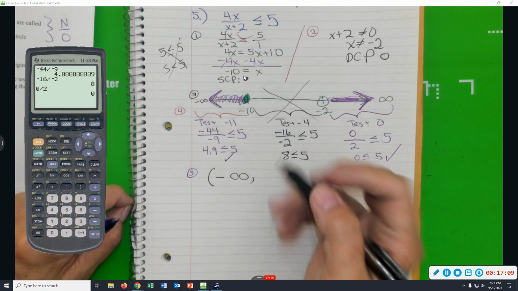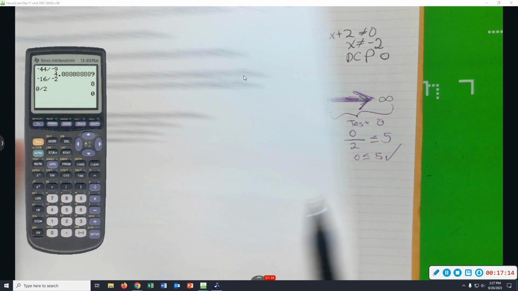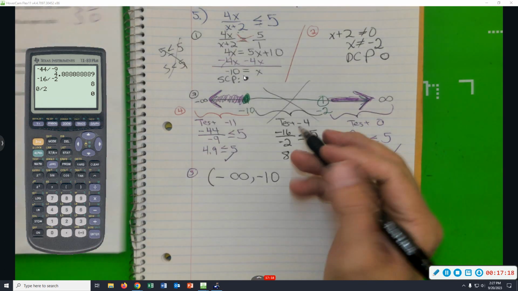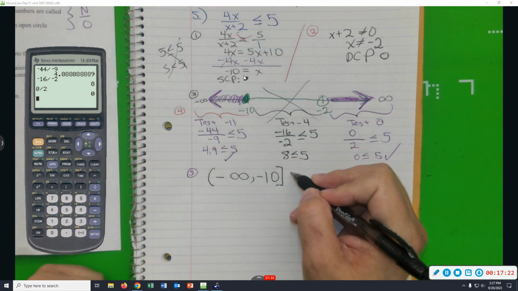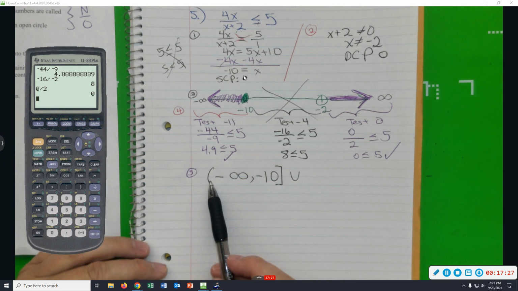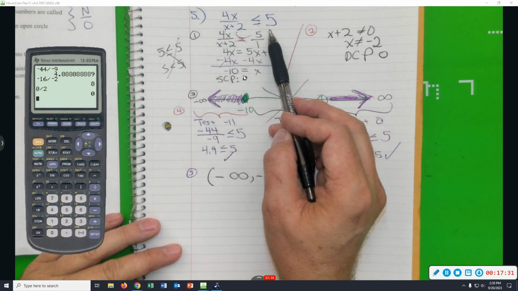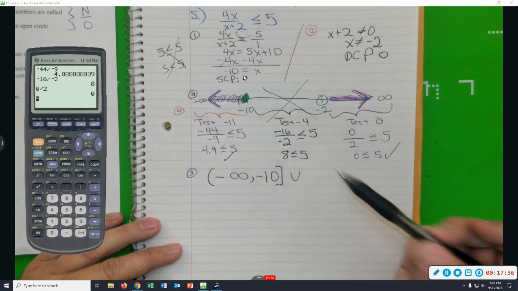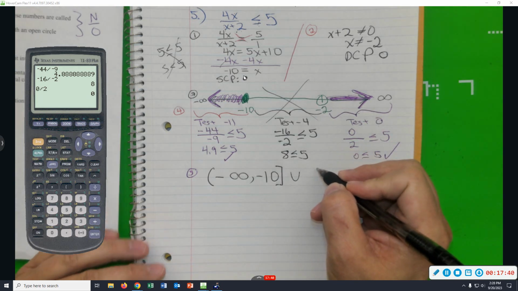The right-hand endpoint is negative 10. Since it's shaded, closed circles use square brackets. And then you use a union symbol that you'll have in the toolbar. So the numbers that are less than negative 10, including negative 10, will make this a true statement, or these numbers over here. Pretend I'm about to type this. What would I write first, parentheses or bracket?